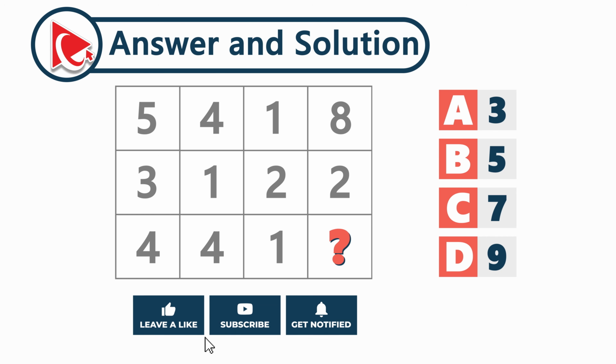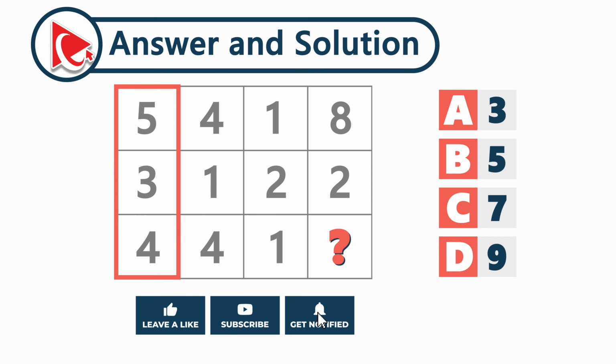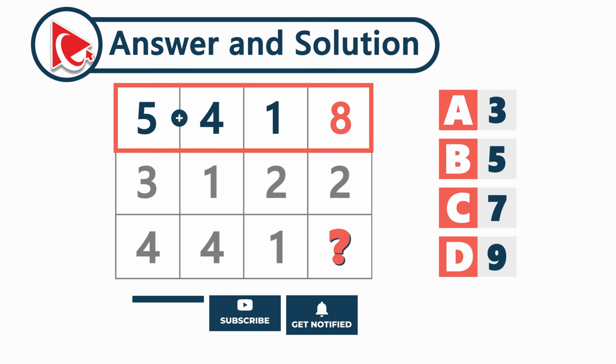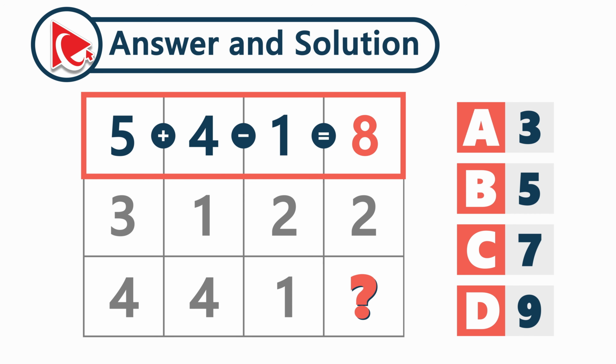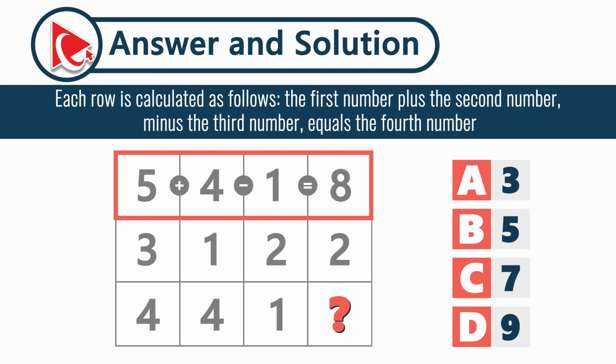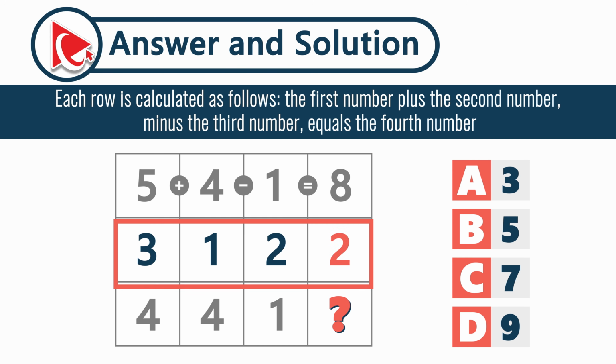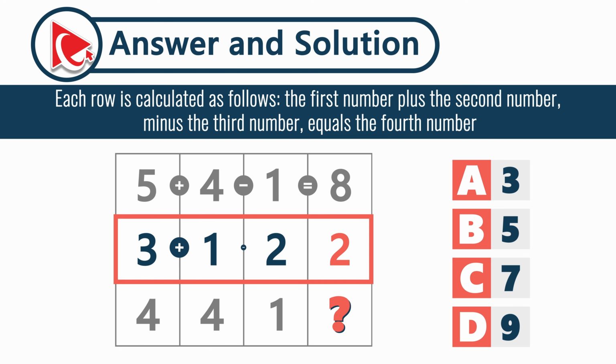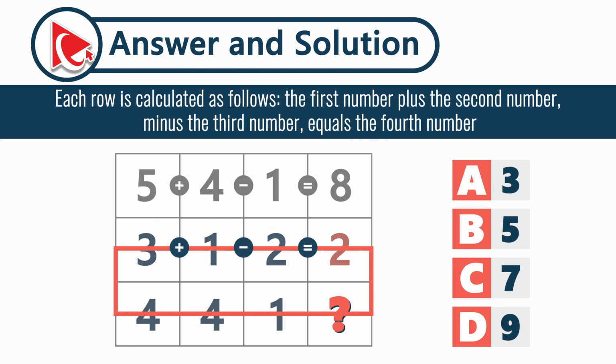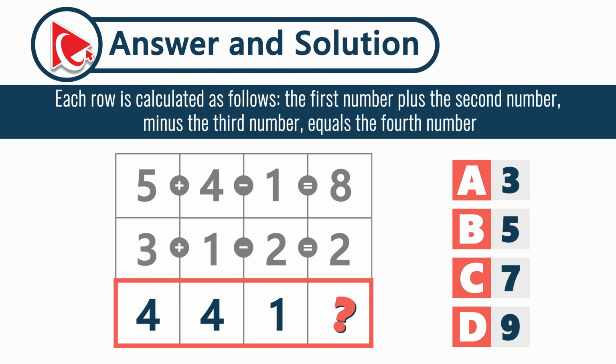The trick pattern here is simple, but it's hidden from plain sight for most. Instead of looking at columns, look at the rows instead. 5 plus 4 minus 1 equals 8. In fact, each row is calculated as follows. The first number plus the second number minus the third number equals the fourth number. Take a look at the second row. 3 plus 1 minus 2 equals 2. And now it's the magic time to calculate the missing number. 4 plus 4 minus 1 equals 7. And the correct answer here is choice C, 7.